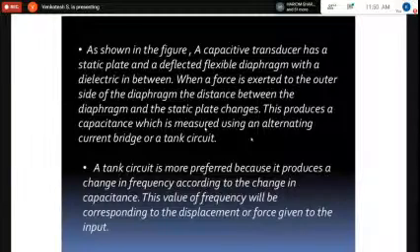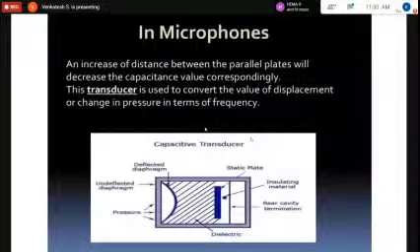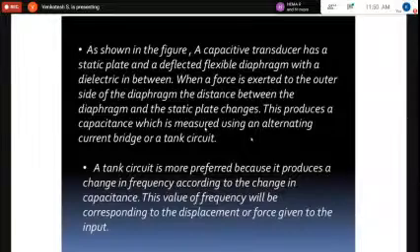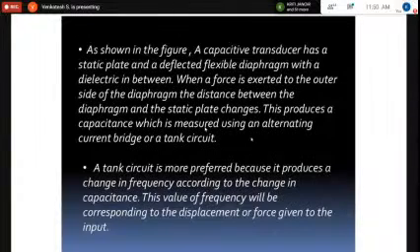Okay, if nobody is willing: as shown in the figure, the capacitive transducer in the microphone has a static plate and a deflected flexible diaphragm with a dielectric in between. When a force is exerted on the outer side of the diaphragm, the distance between the diaphragm and the static plate changes. This produces a capacitance change which is measured using an alternating current bridge or a tank circuit.